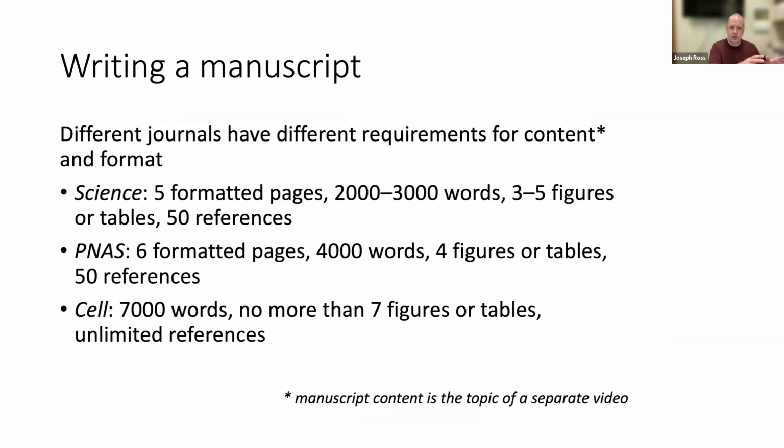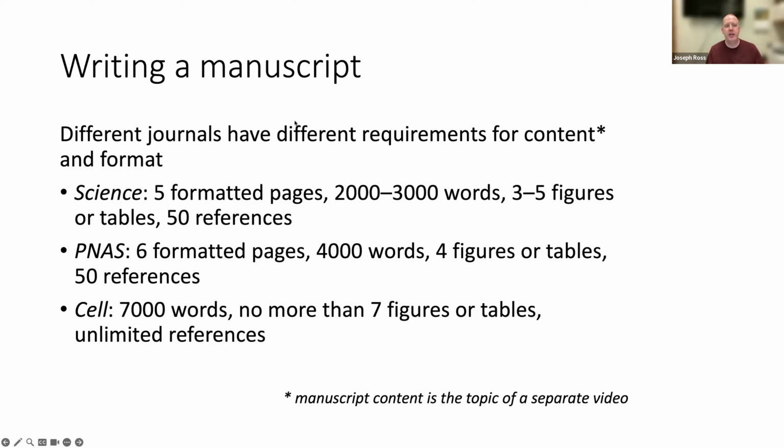So that's journals. Those are the people that we're sending the manuscripts to, and they will decide whether they want to send the manuscript out for peer review. Now, interestingly, different journals, and this is important for you to understand as you start to read scientific literature, primary research articles, etc., have different requirements for the content. And I'm going to talk about content in a different video, and also the format.